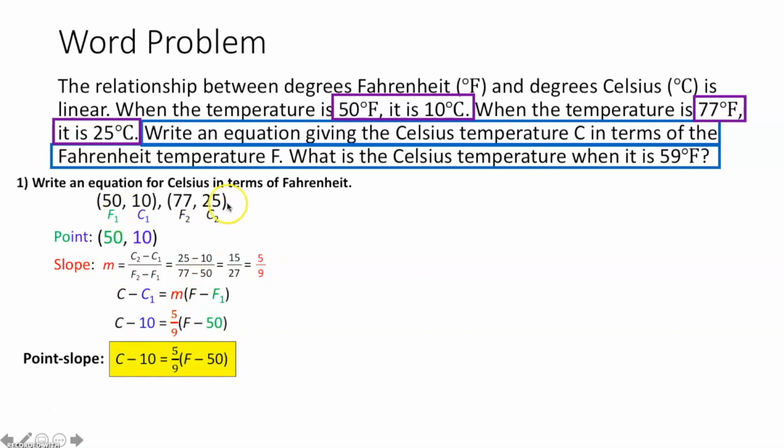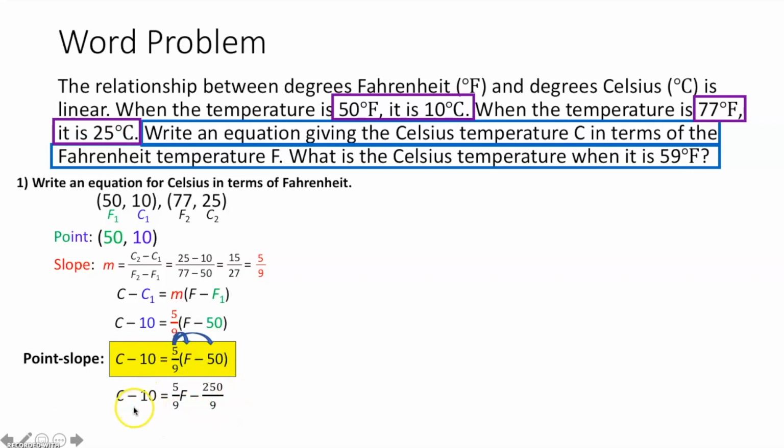Perfect. But it does say it wants the equation giving Celsius in terms of Fahrenheit, which means it wants C by itself on one side of the equation. So we're going to solve for C. How do we do that? Well, we distribute the 5/9 to the F and to the negative 50. 5/9 times F is 5/9 F, and then 5/9 times negative 50. Remember, negative 50 is the same thing as negative 50 over 1. So we multiply 50 times the 5 and then 9 times the 1. So you end up getting this fraction.